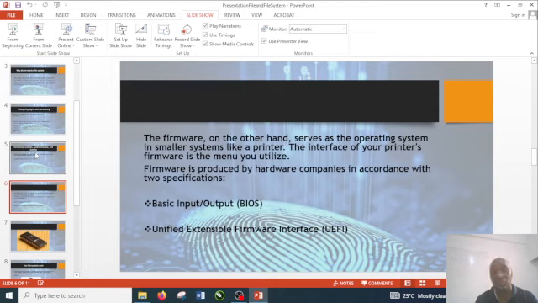Apart from that, we have what we call now the Unified Extensible Firmware Interface. And when you look at this, you will find that this is also one of the interfaces that helps in unifying the extension of other programs that can be used. And I want you to learn more about this, and I will also give you more notes on that.